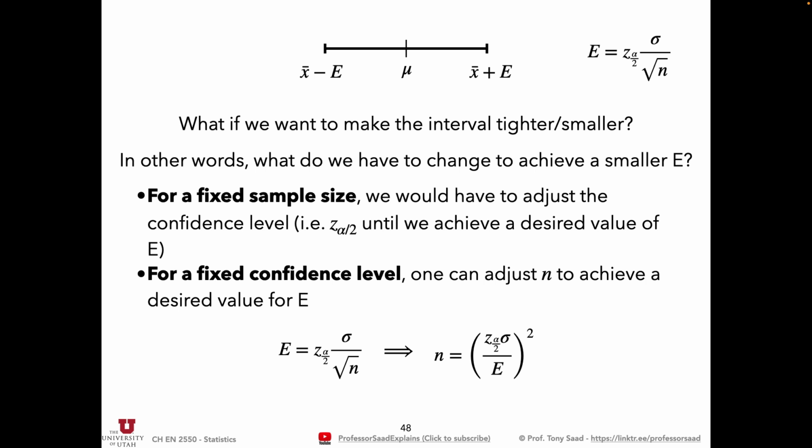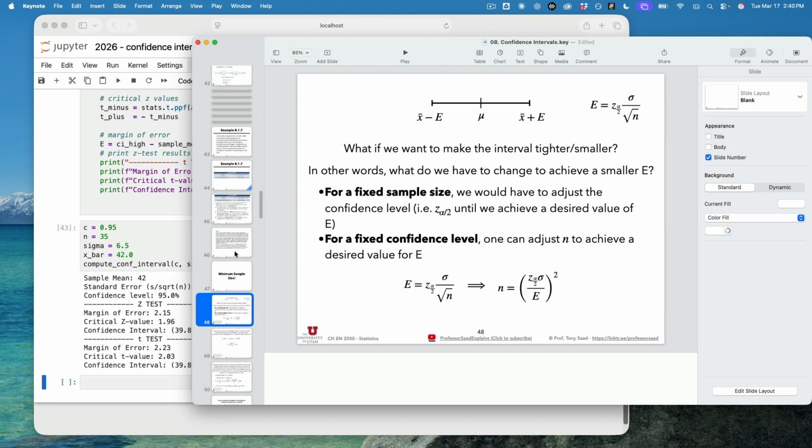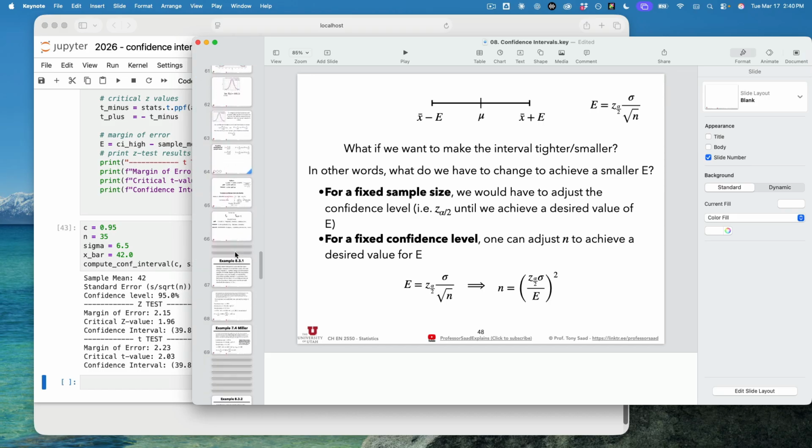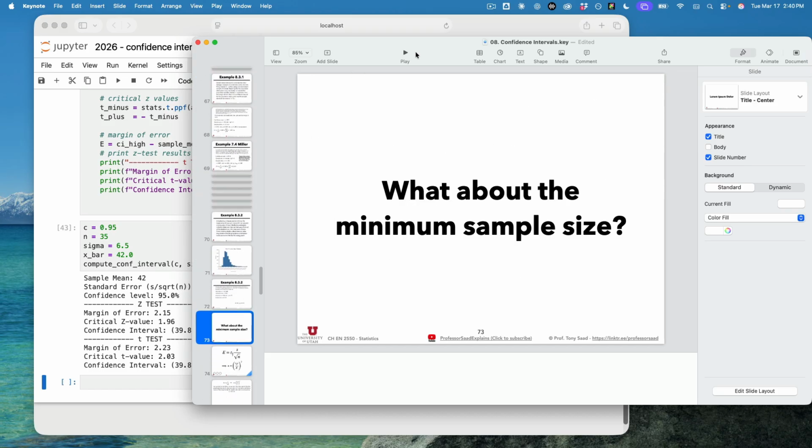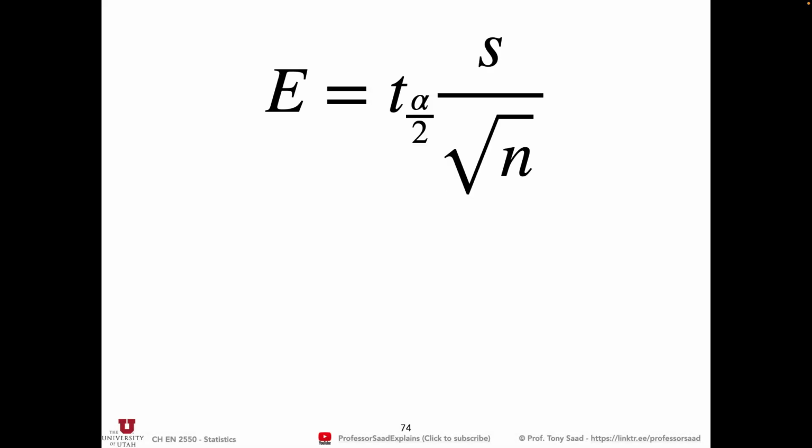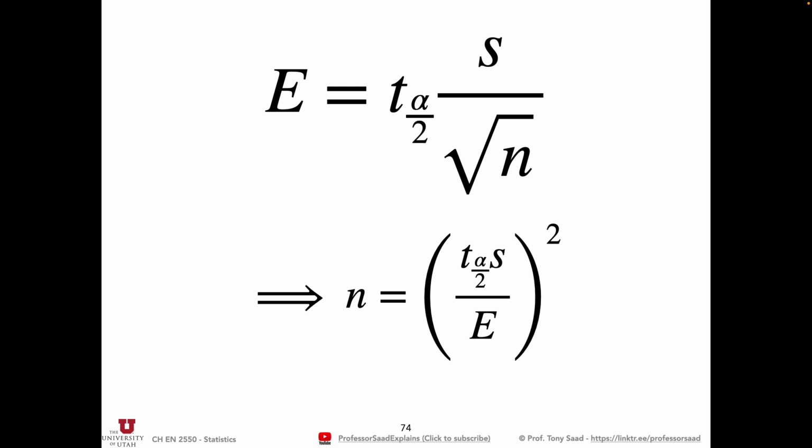So before you go out and do a sampling campaign, you can estimate your minimum sample size to achieve the confidence level that you desire. All right. So we were able to do that calculation with the z-test. Can we do it with the t-test now? Let's run the same math. Our error margin is t alpha over 2 s over square root of n. So we should be able to say that n is equal to t alpha over 2 s over e, squared, right? That's the minimum sample size.